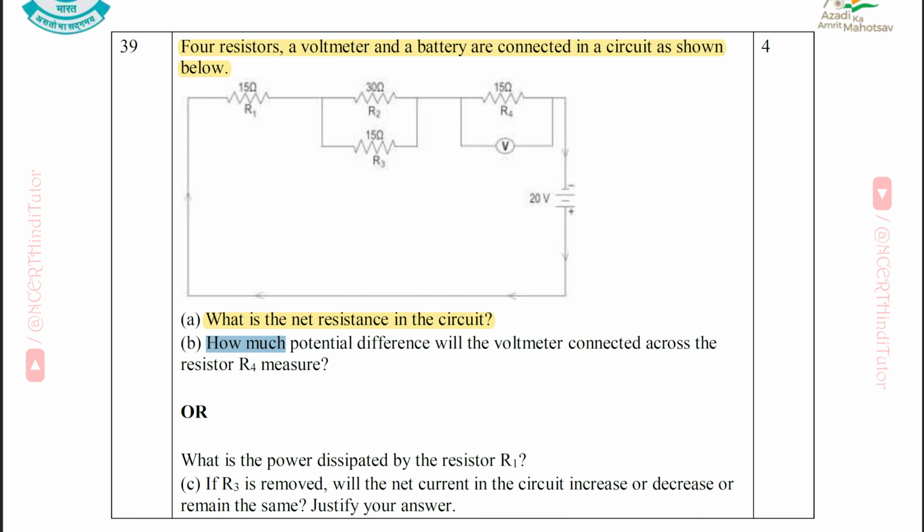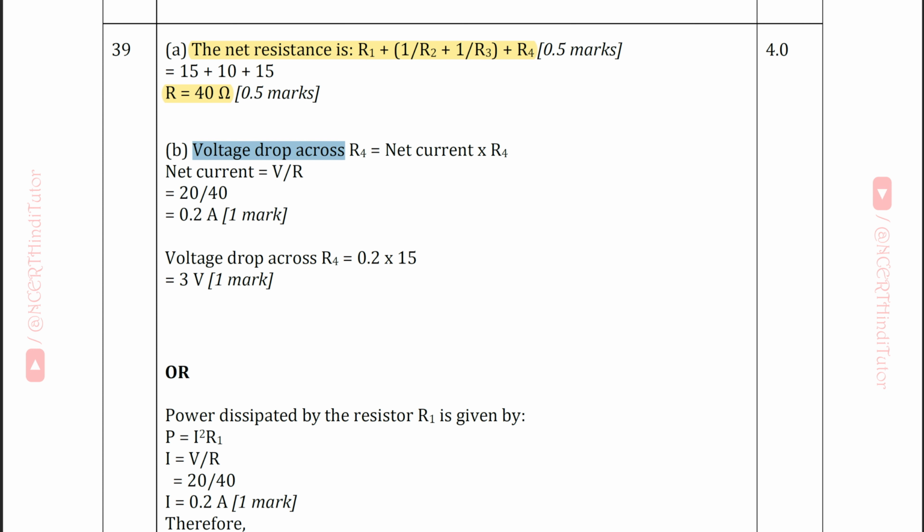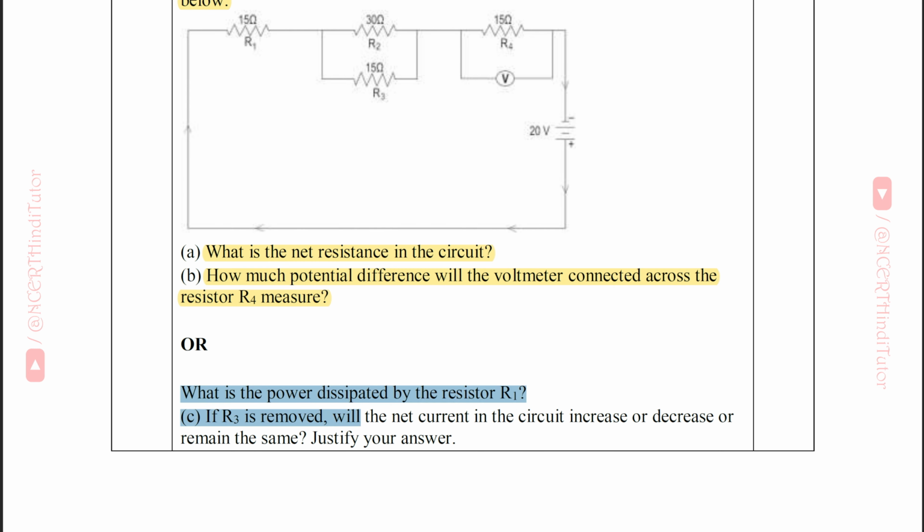B. How much potential difference will the voltmeter connected across the resistor R4 measure? Answer: voltage drop across resistor R4 is equal to net current into R4. Net current is equal to V upon R. 20 by 40 is equal to 0.2 ampere. Voltage drop across R4 is equal to 0.2 into 15. That is 3 volt.